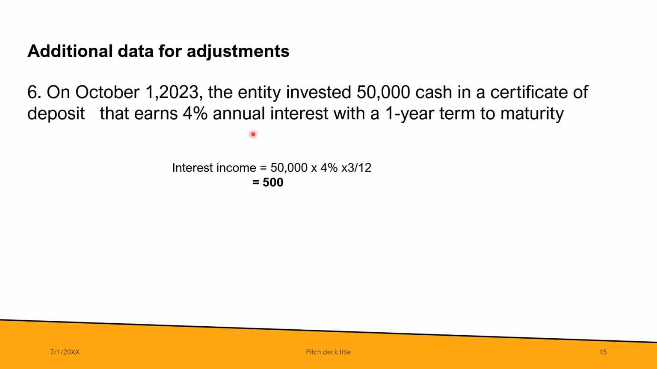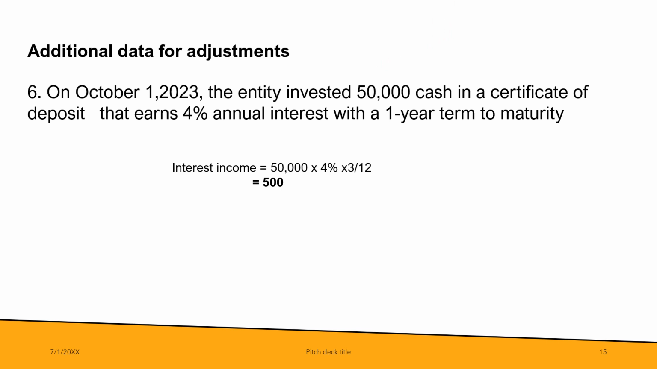That's annual interest. However, the entity deposited only on October 1, 2023. So from October 1, 2023 to December 31, 2023, that's 3 months. So we have here times 3 over 12. So for 2023, the interest income is 500. And when you record this adjusting entry, you debit the receivable and you credit income. So in this case, interest receivable and interest income.